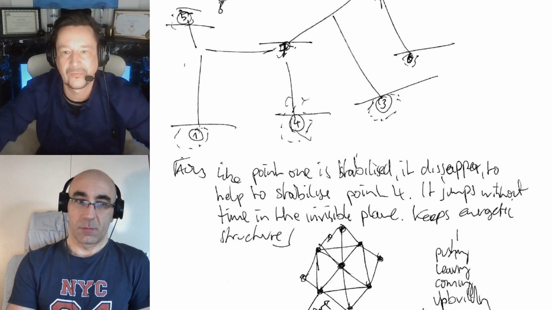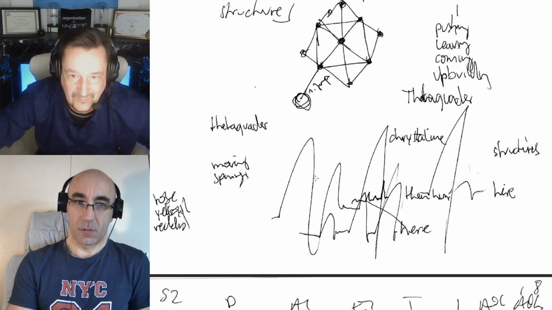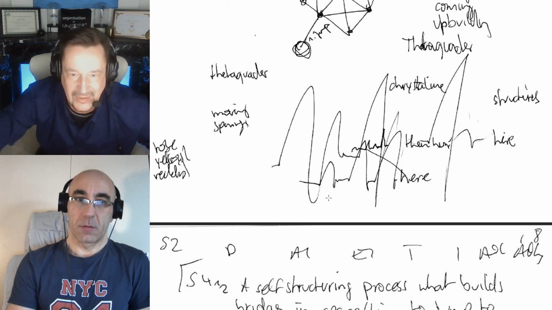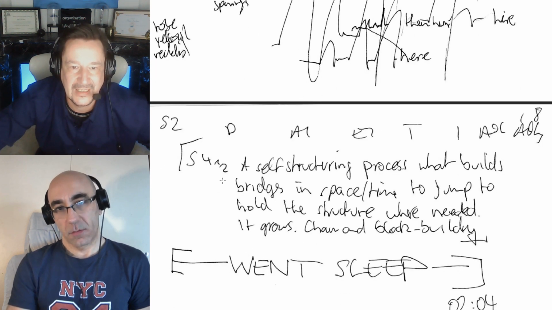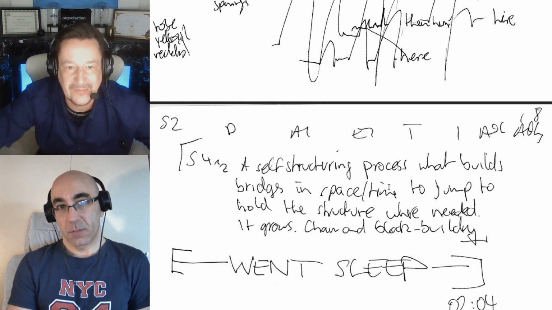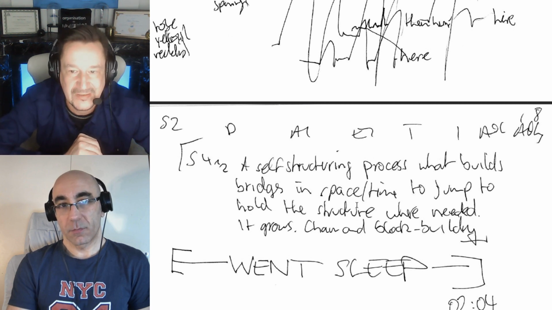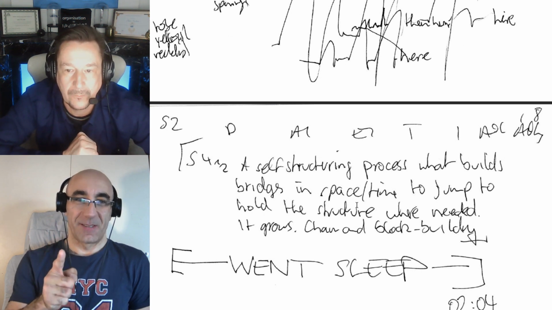And this is the graphic representation here. I had crystalline structures and again these wave style measures, you know. I try to express that it jumps from here to there to there to there. A self-structuring process that builds bridges in space-time to jump to hold the structure where needed. It grows. Chain and block building.